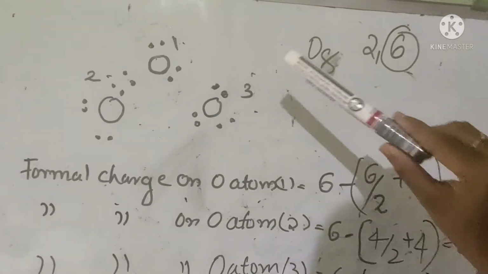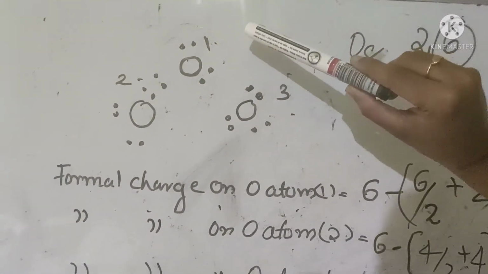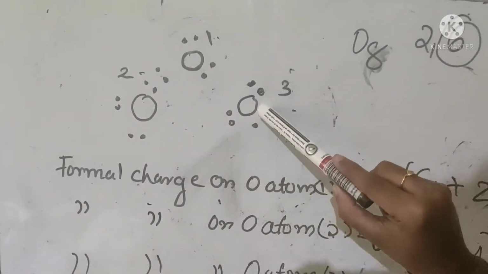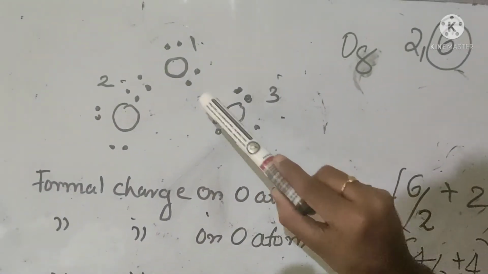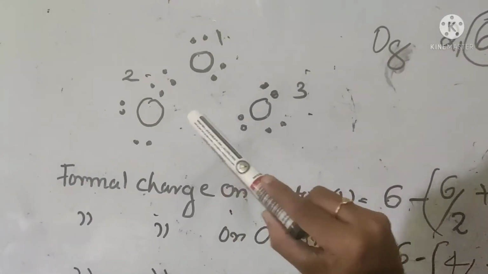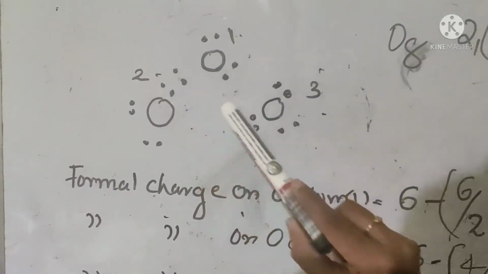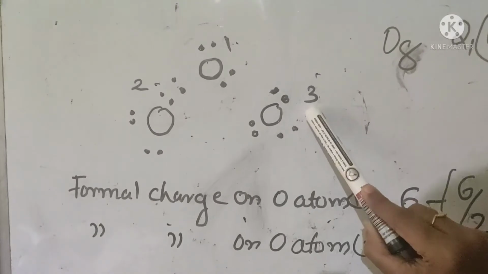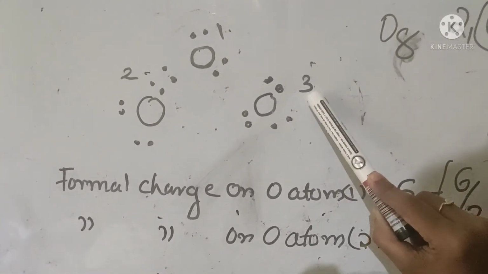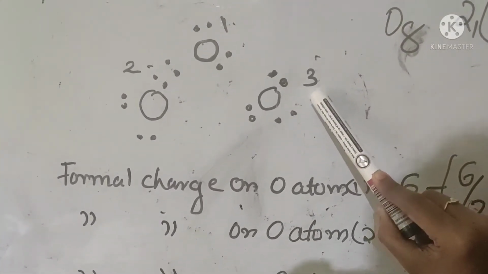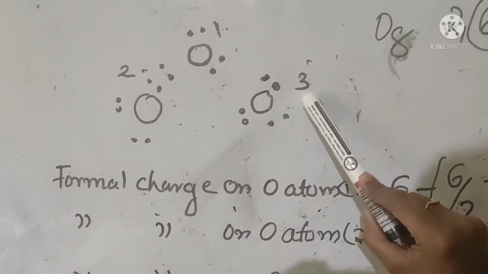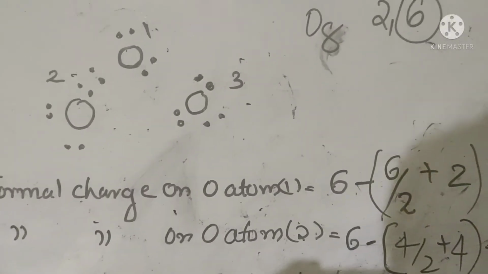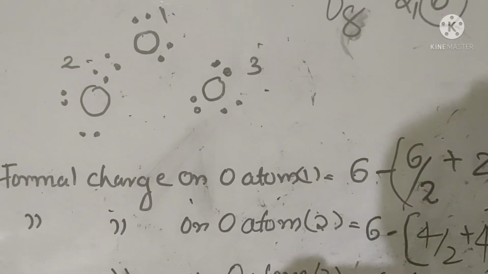Let us do a calculation related to formal charge. It is the ozone molecule. Its electron dot structure is given here. There are 3 oxygen atoms. Let us number these 3 oxygen atoms as 1, 2 and 3. What is the formula for formal charge? Formal charge equals the number of valence electrons in a free atom of an element minus half of the number of bonding electrons plus the number of unshared electrons on the atom.